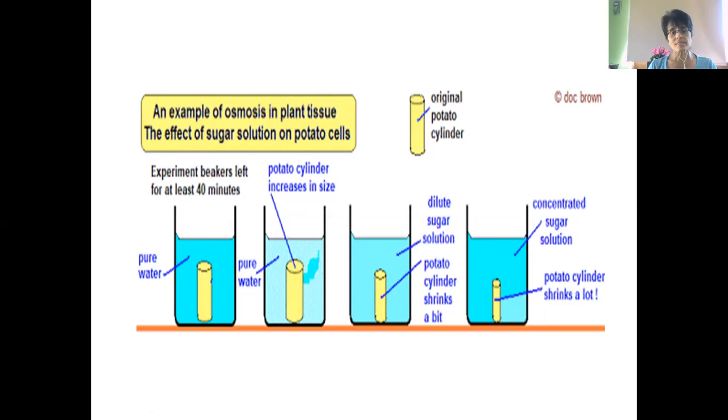If the potato cylinder was placed in a solution that is equal in concentration to the cell sap of its vacuoles, there would be no net movement of water. Water molecules would still move in and out of the potato cells, but there would be no change in size of the potato chip because the concentrations are the same.